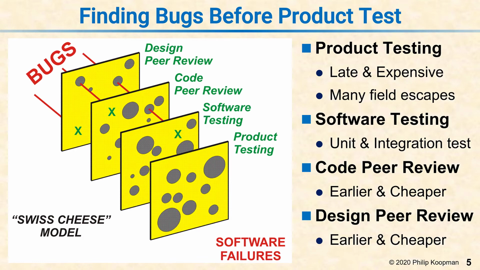The idea with the Swiss cheese model is that if you have lots of different ways to find bugs that do it differently, you'll have far fewer defects escape into your fielded product. And that's what you want to see.